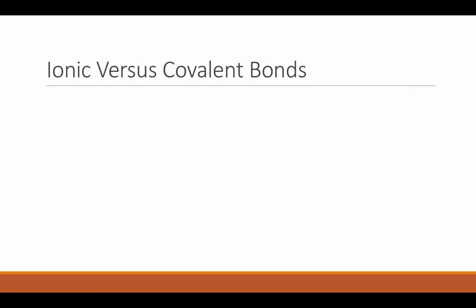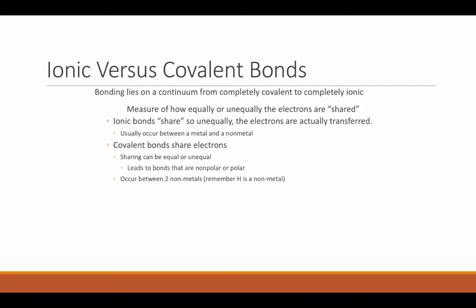Now that we've looked closely at ionic bonding, let's zoom out a bit and compare ionic bonding to covalent bonding, which we'll look at in the next video. It's important to realize that bonding lies on a continuum, from completely covalent to completely ionic, with lots of variation in between. Essentially, the type of bond depends on how equally or unequally the electrons are shared between the two atoms in the bond. Ionic bonds share so unequally that they're actually not even sharing electrons anymore. The electrons are transferred. One takes an electron from the other. Again, this usually occurs between a metal and a nonmetal, because metals give up electrons and nonmetals gain them.